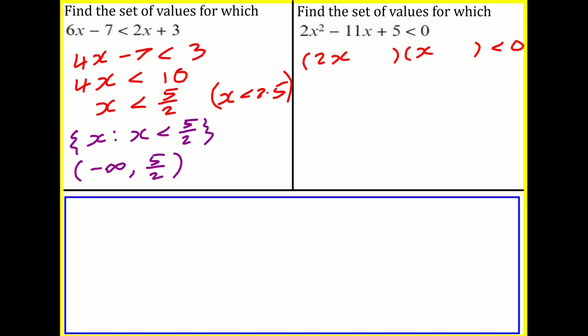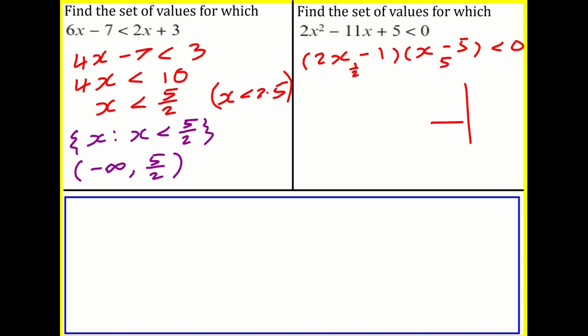So okay, then because 5 is prime, it's got to be 5 and 1. So I would have to put 5 there to get a number close to 11. I'd have to put 1 there. And if I make them both negative, it will multiply to give 5, and I'll get my minus 11x. Brilliant. So that gives me a root of a half and 5.